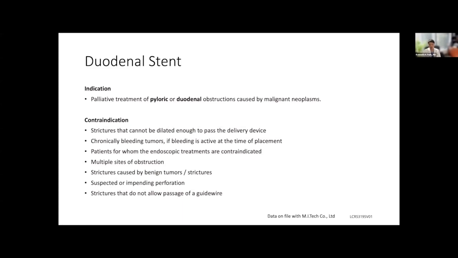Contraindications, again, are very similar. If you can't pass the delivery device, you shouldn't do it. Too much bleeding, shouldn't do it. Multiple sites, shouldn't do it. Obviously, if you're worried about impending perforation, or if the guide wire is not passing, there's no way you're going to be able to safely place a stent, so you shouldn't do it. And again, for benign tumors, you shouldn't be placing uncovered metal stents anyway.